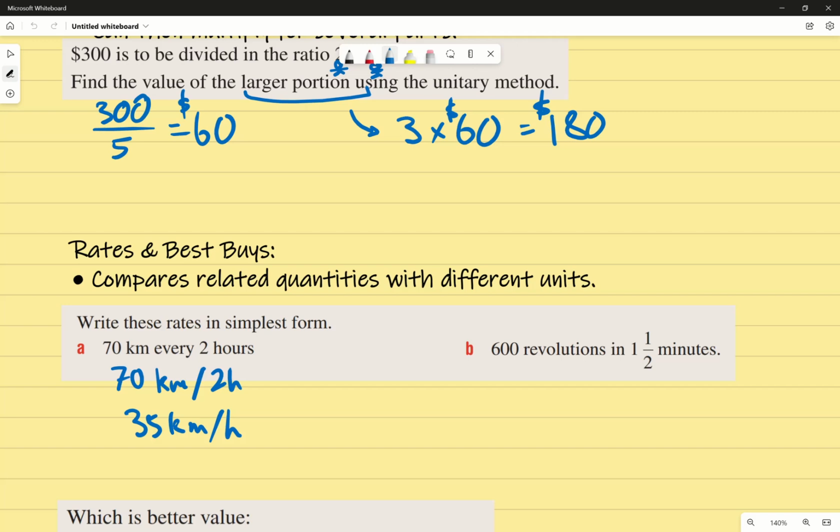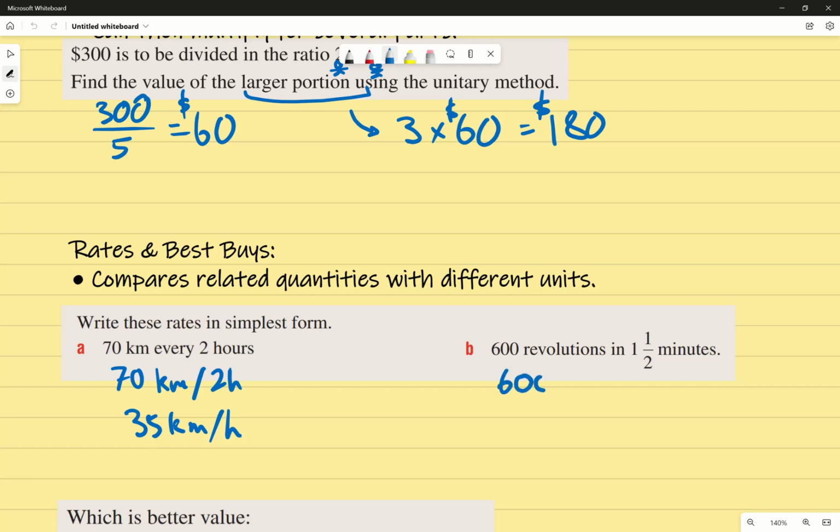Okay, 600 revolutions in 1.5 minutes. There's a few ways you can do this. But what would be the most basic unit? The last one was per hour. What would this one be? 1 minute. Per minute. So how do we get from 1.5 minutes to 1 minute?